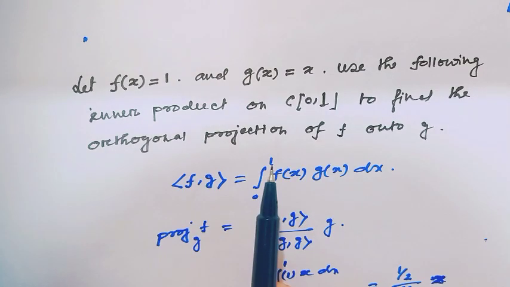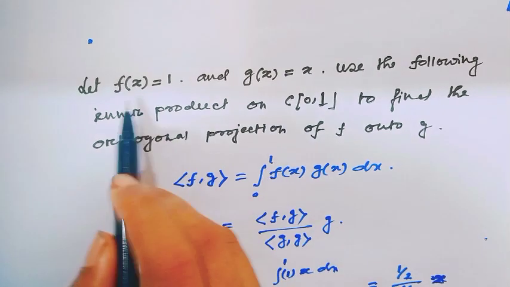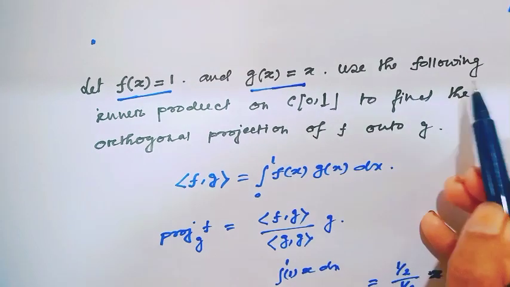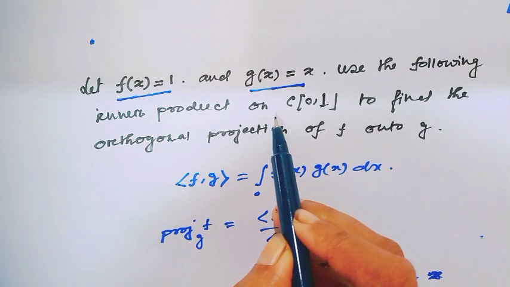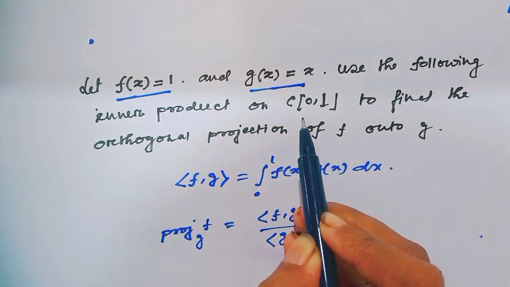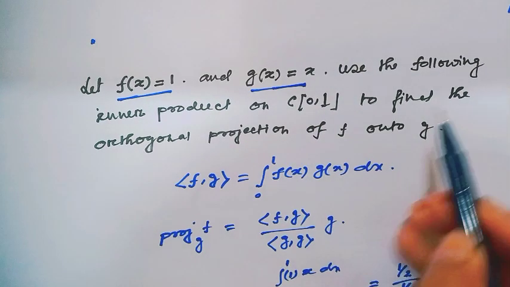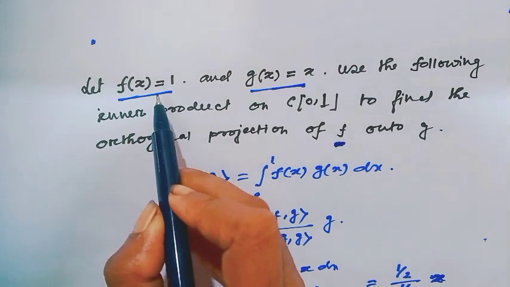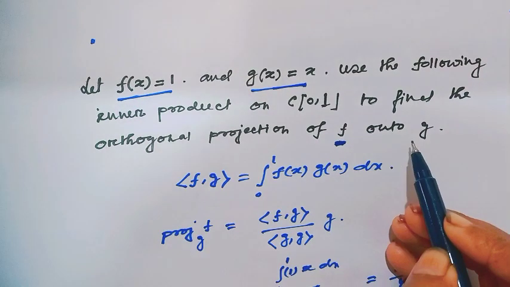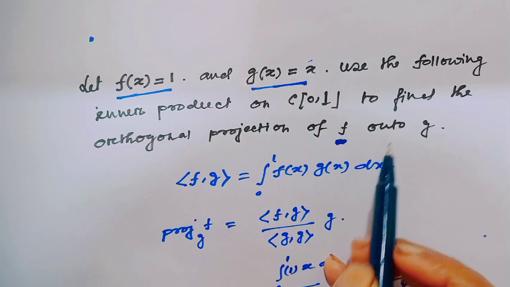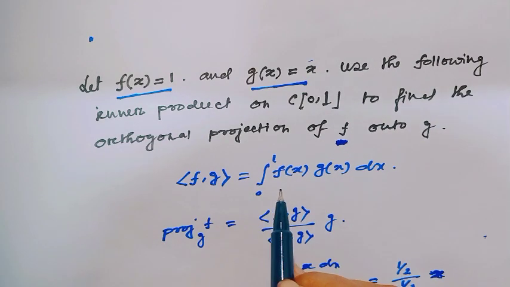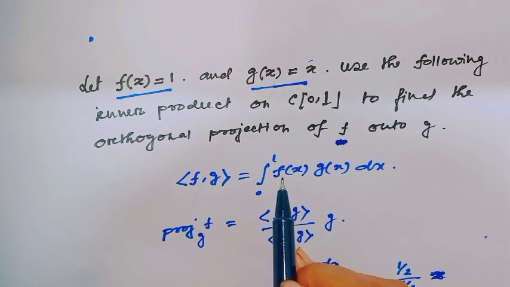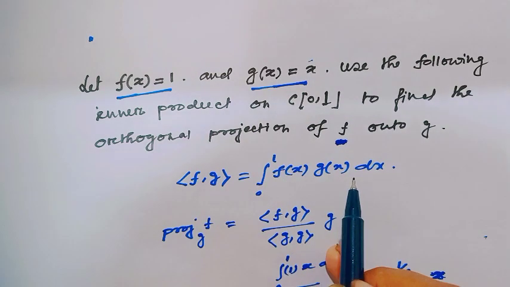Now let's see one more example. Here f(x) equal to 1 and g(x) equal to x. Then use the following inner product on the set C[0,1] to find the orthogonal projection of the vector, here a function, onto the function g. Notice here the inner product is defined as the integration from 0 to 1 of f(x) g(x) dx.